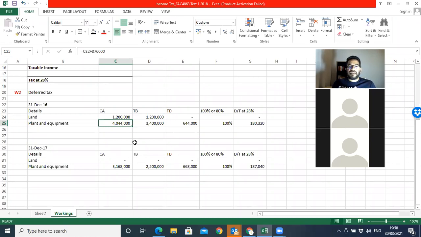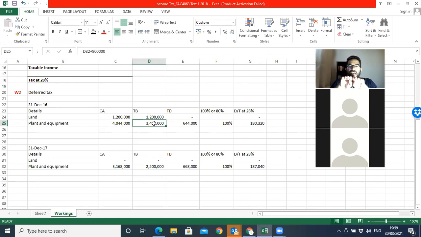So we expect our tax to be reduced by 4 million. We expect our taxable income to be reduced by 4 million Rand. However, what is the tax base? The tax base is 3.4 million. The tax base represents future tax allowances. So from an accounting perspective, we expect our tax to go down by 4 million in future. However, what is it actually going to be reduced by? From SARS's perspective, they're only going to allow us to reduce by 3.4.